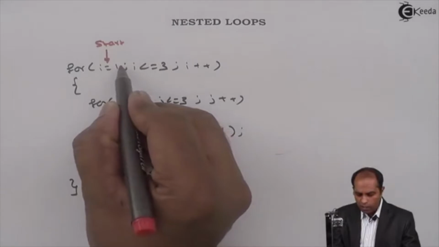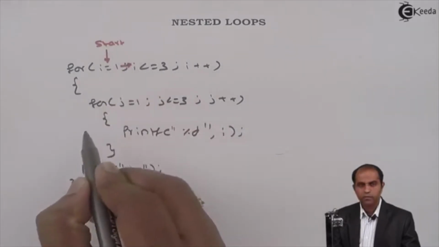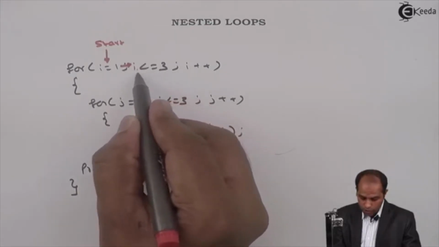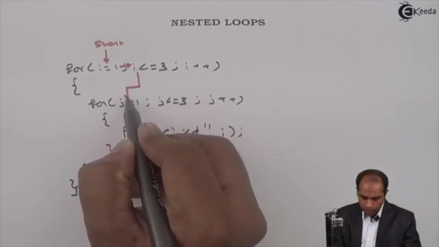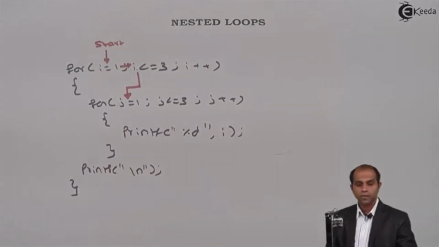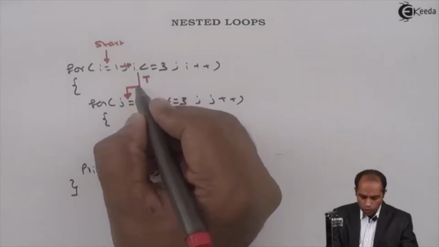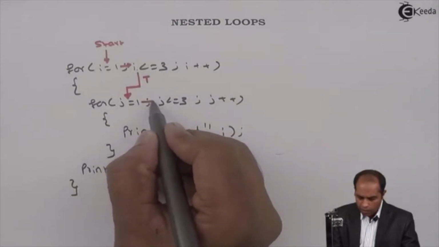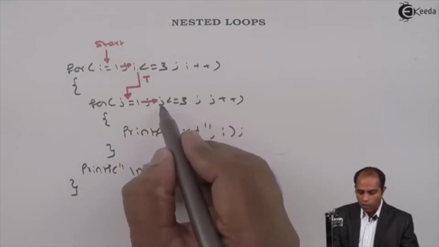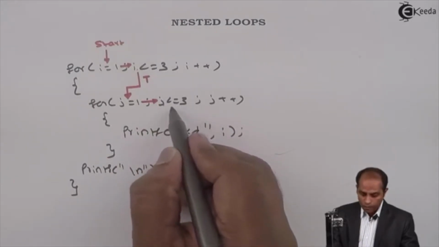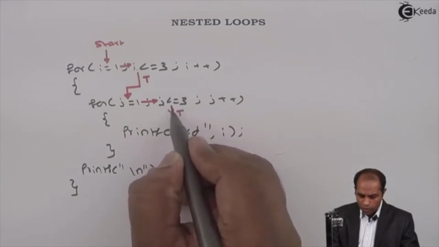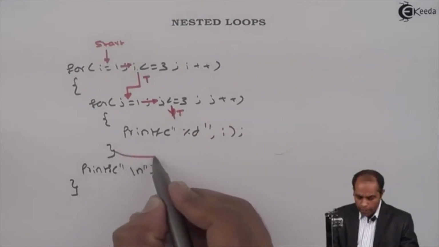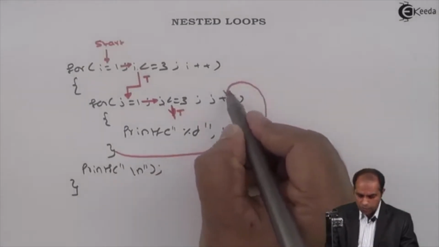So i is 1, go to this particular condition. When i is 1, it will test the condition 1 less than or equal to 3, true. If this is true, it says execute this instruction. Since the condition is true, execute j equals 1. So when j is 1, it will again go to the condition j, 1 less than or equal to 3, true. If this is true, it says execute all the instructions within this and then go back to j plus plus.